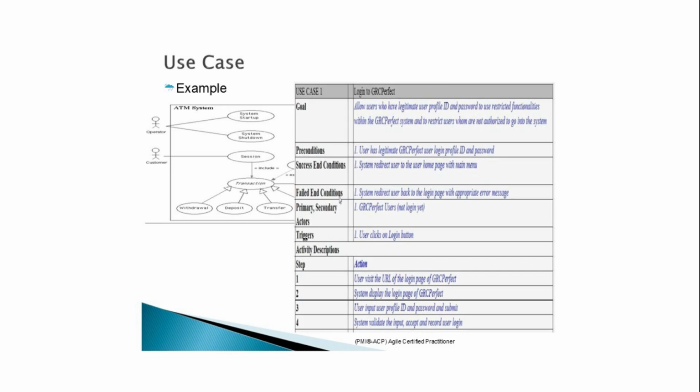Let's delve into an example of a use case with an ATM system. The goal is to allow users to withdraw cash from their accounts via a user-friendly interface. The persona involved is a user logging in with a card and PIN. Success and failure conditions are clearly defined, ensuring the system responds appropriately to user actions. This structured approach helps in understanding the user journey and system interactions.